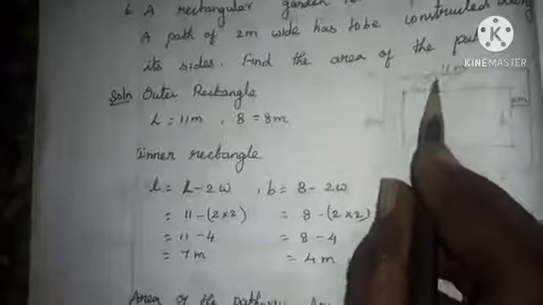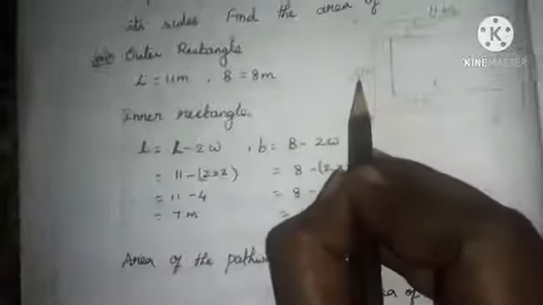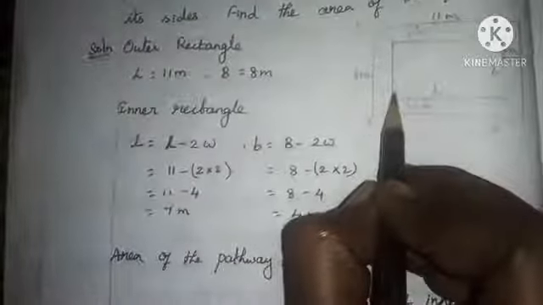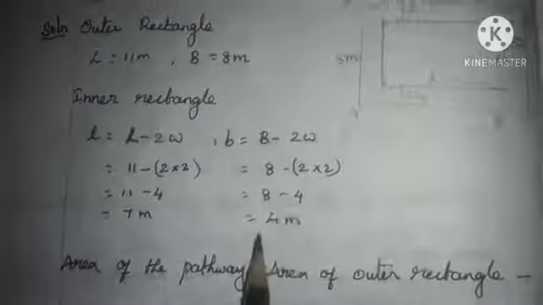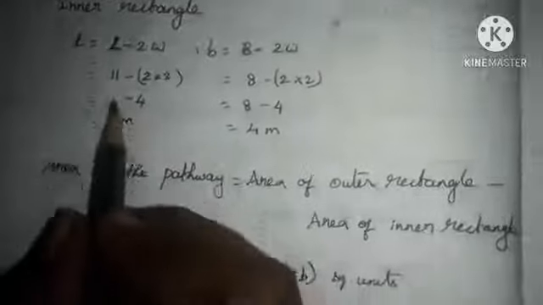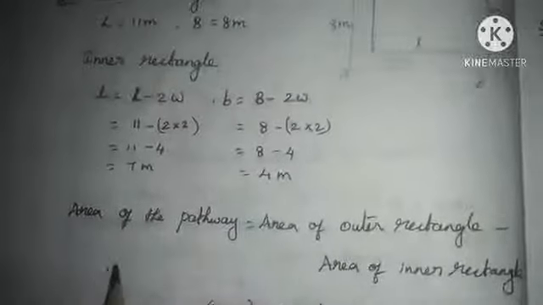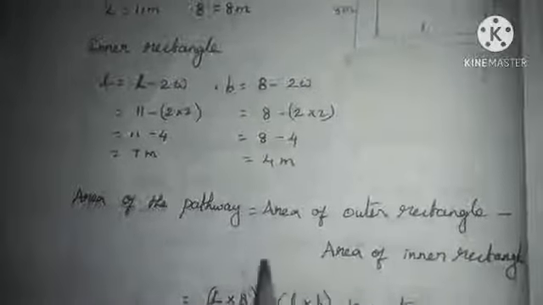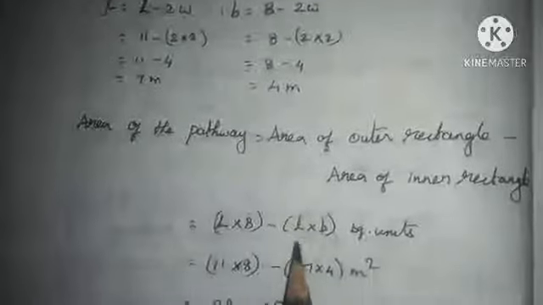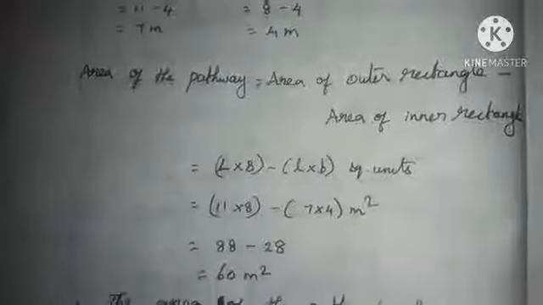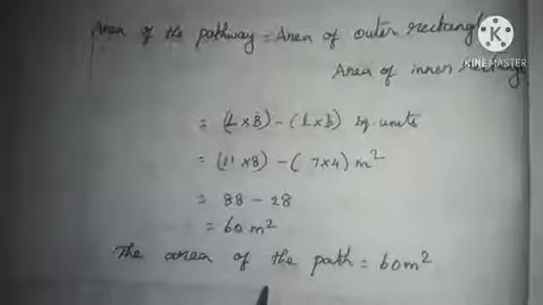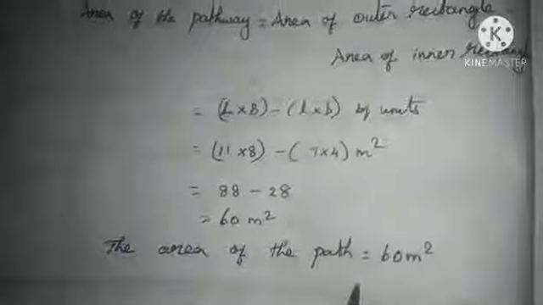Totally we are having 4 meters as width. You have to subtract it from 8. We will get the length of breadth. That is 8 minus 4 is equal to 4 meter. Using this length and breadth, we are going to find out the area of a pathway. That is capital L into capital B minus small l into small b. We get the answer as 60 meter square. Therefore, area of the pathway is equal to 60 meter square.